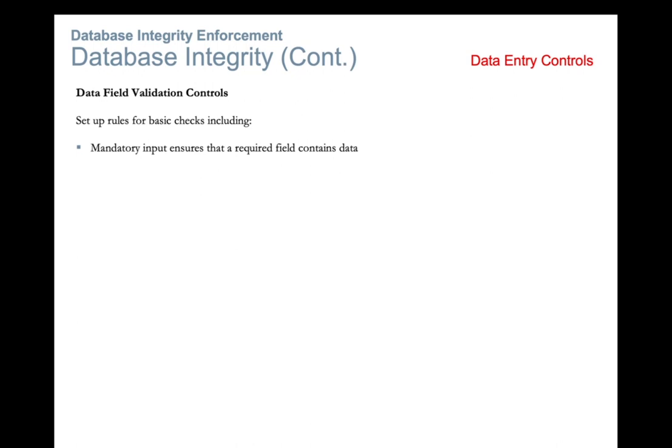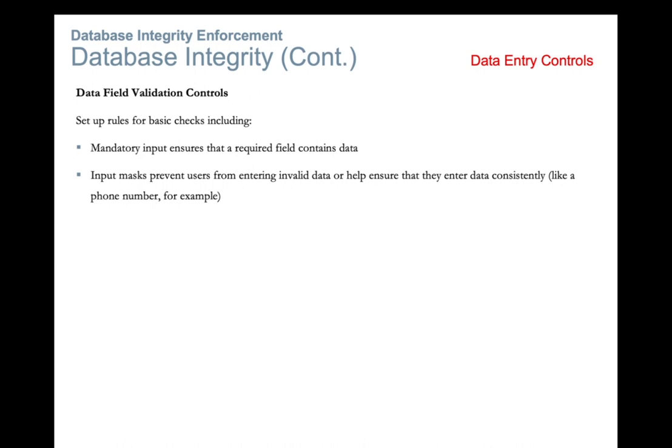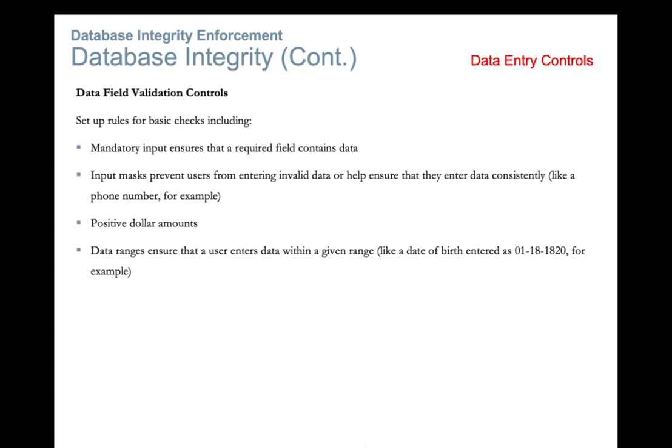Input masks prevent users from entering invalid data or help ensure that they enter data consistently, like a phone number, for example. In the data field validation control, positive dollar amount is another rule for basic checks. And data ranges ensure that a user enters data within a given range only, like your date of birth entered like 01181820, for example.